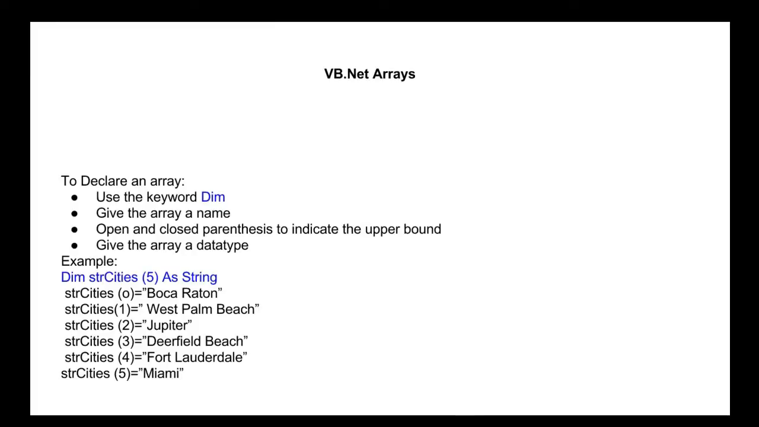So what is an array? An array is a list of variables with the same name and data type. And to declare an array, we use the keyword dim, the same like we do with the variables. Then we give the array a name, then an open and closed parentheses to indicate the upper bound of the array. Then we give the array a data type, as you can see in the example below.